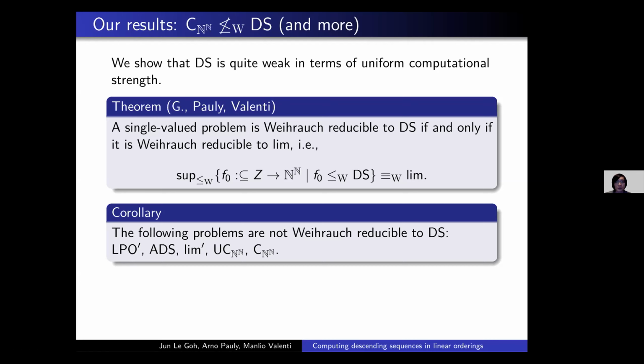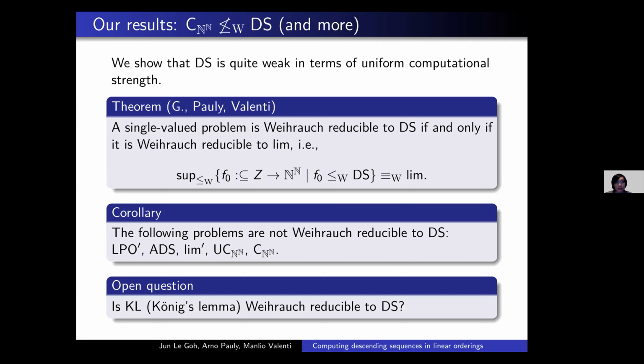I don't want to go into details about exactly what is reducible and what is not reducible, but suffice to say that this settles a lot of the questions about what is reducible to DS. And there is one open question that I want to highlight, namely Koenig's lemma. KL, which corresponds to Koenig's lemma, is the problem of finding a path given a finitely branching subtree of N to the less than N. And our results don't separate Koenig's lemma and DS. So that's an open question that we don't know how to answer at this point.